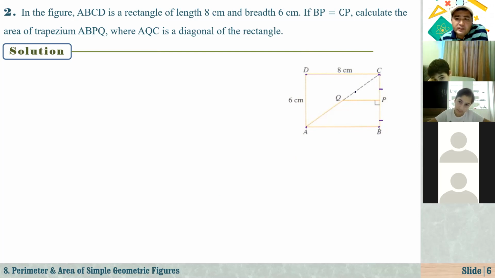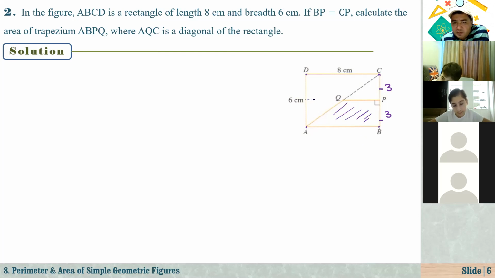Anyway, so here BP equals CP. That means that since AD is equal to 6, this should be 3, and also this should be 3. Calculate the area of trapezium ABPQ. So we need to find the area of the shaded region. And also we know that to find the area of the trapezium, we need to know the parallel sides, right?